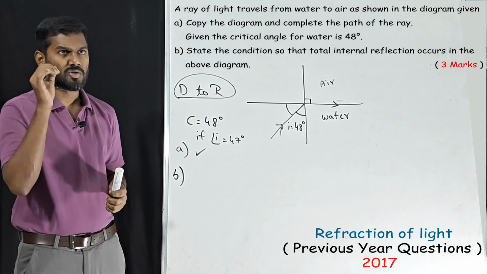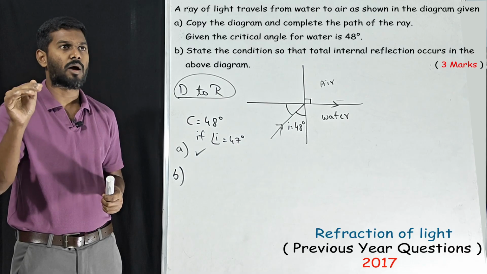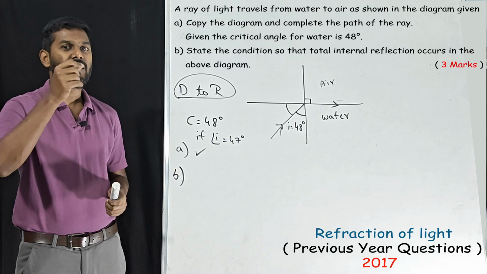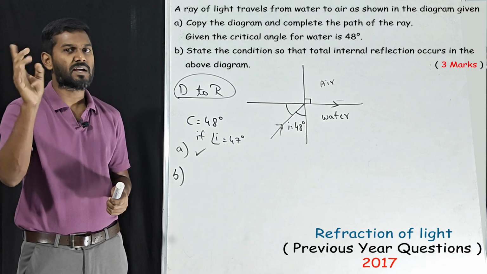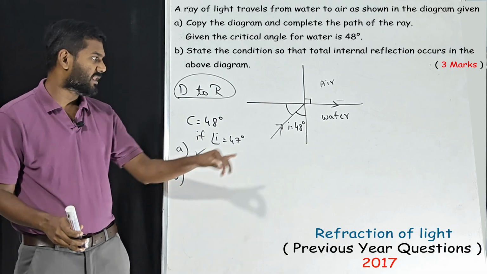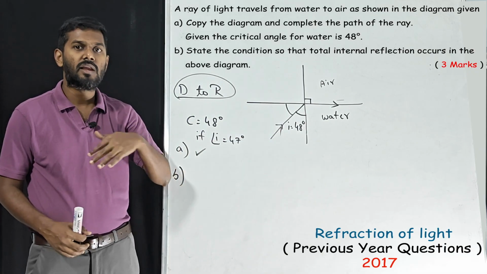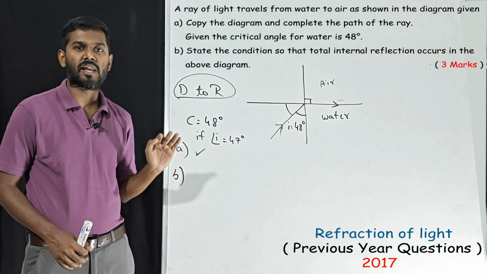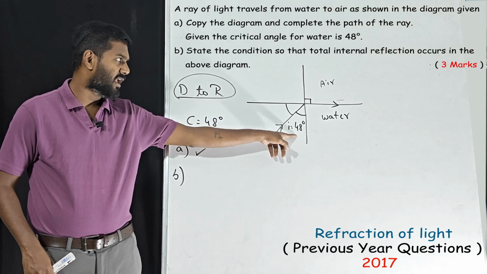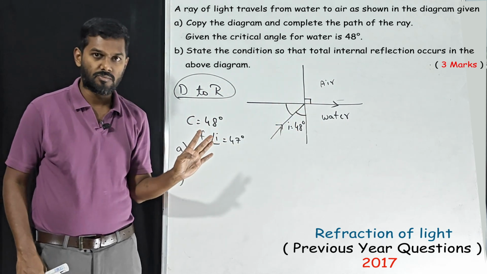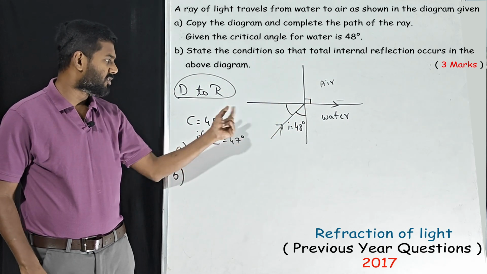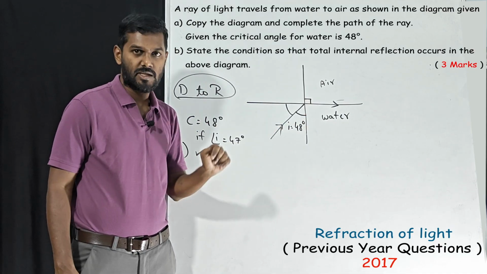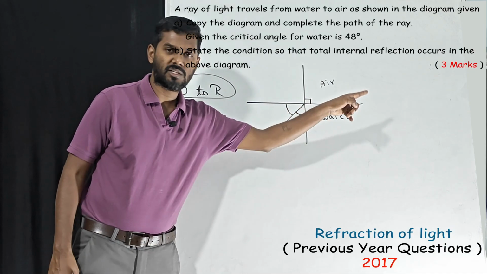State the condition so that total internal reflection occurs in the above diagram. What is the condition for total internal reflection? The angle of incidence should be greater than the critical angle. Correct? See, I'll revise everything one more time. If the angle of incidence is less than the critical angle, assume less than 48 degree, then somewhere here refraction. If it is equal to the critical angle, again refraction, but the angle of refraction will be 90 degree and refraction will be on the surface.